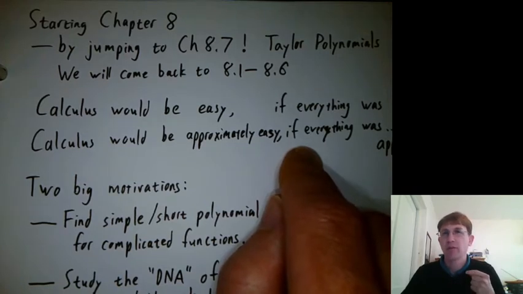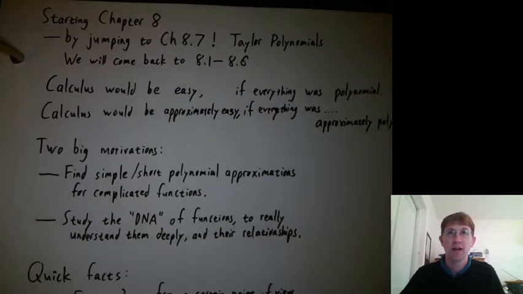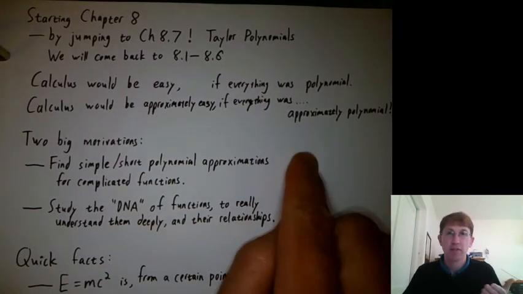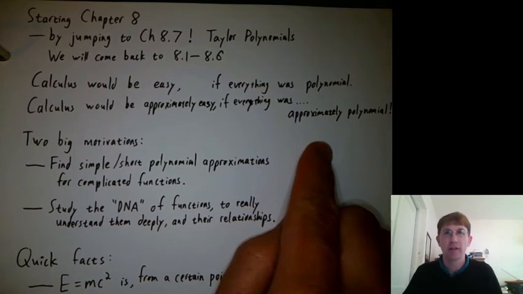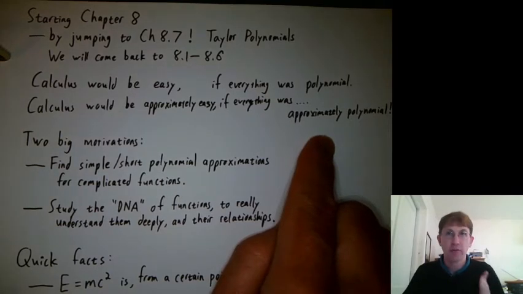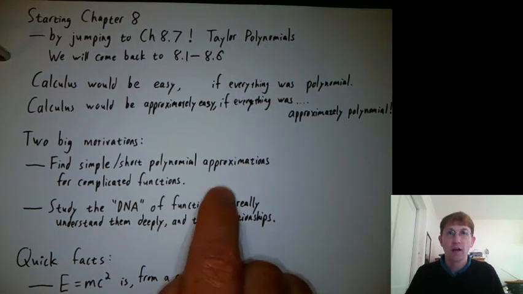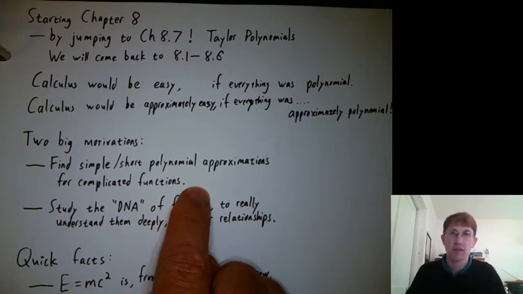Would you say calculus would be approximately easy if everything was maybe approximately polynomial? Like if we could just take any old complicated function, treat it as close enough to a polynomial, and then we could just do power rule stuff on that all the time. So that's a big motivation for talking about Taylor polynomials. Like I said, take complicated functions, find short, simple function approximations for them.